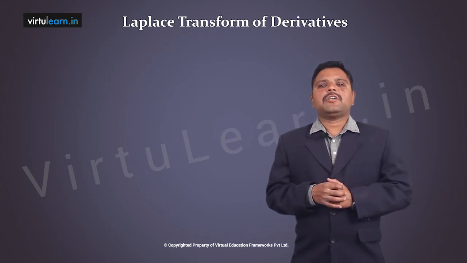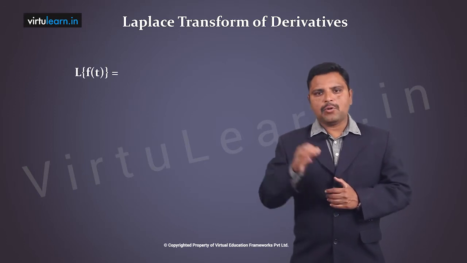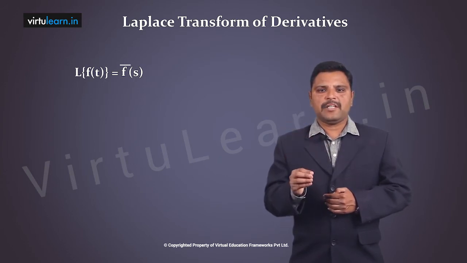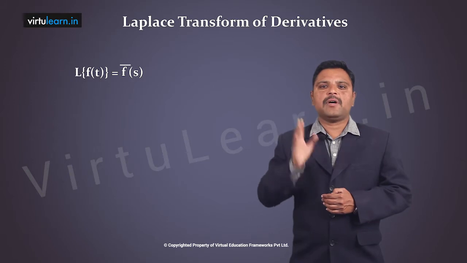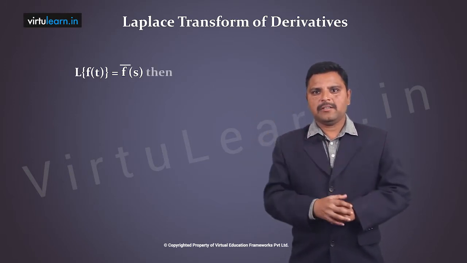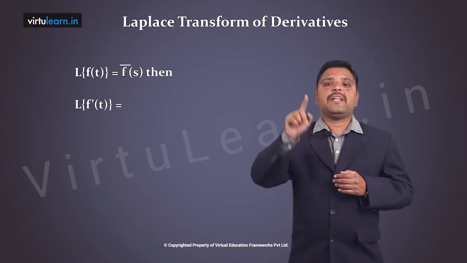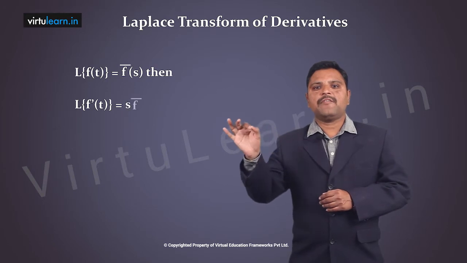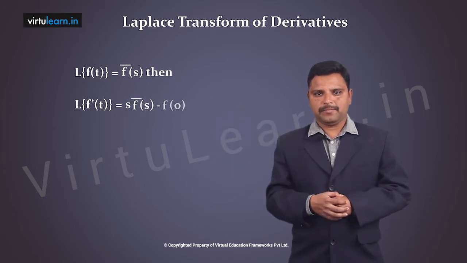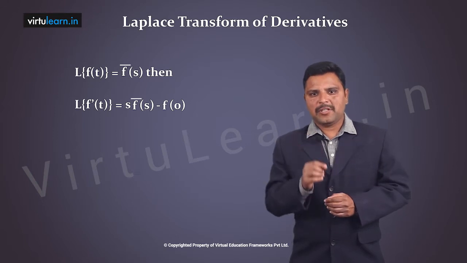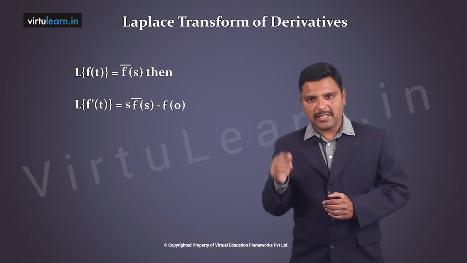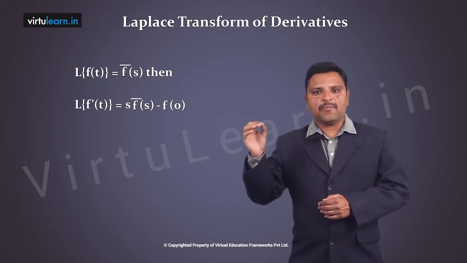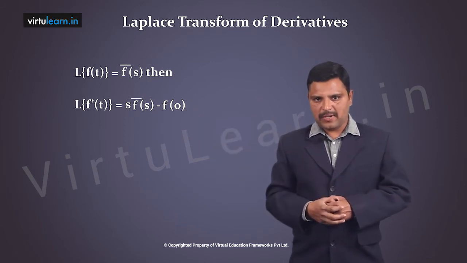Laplace transform of f of t equal to f bar of s. This is a known thing. If you know the Laplace transform of f of t, the given function, equal to f bar of s, easily we can calculate it. Then Laplace transform of the first derivative of f of t, f dash of t, equal to, what is the formula? s into f bar of s minus f of 0. This is the direct formula.